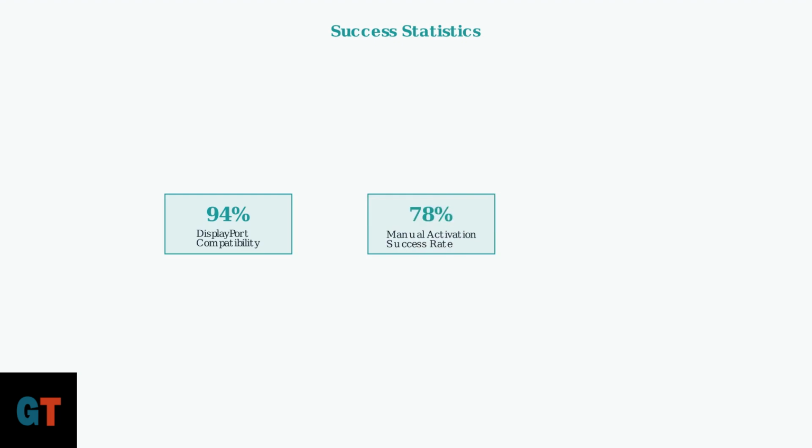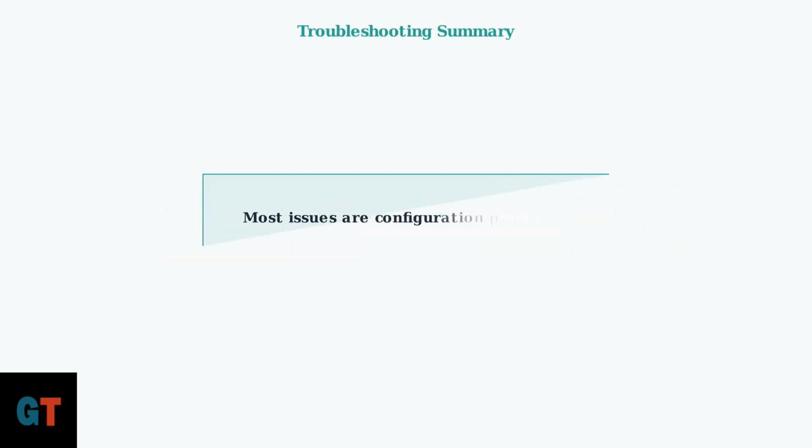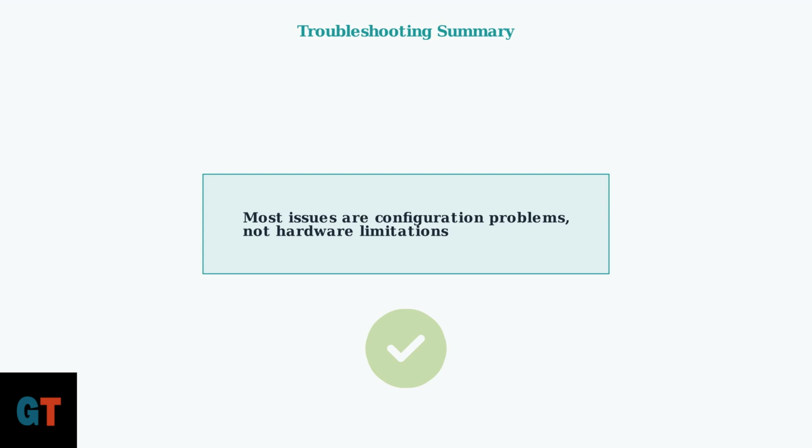Industry experts report that G-Sync Compatible has matured significantly. 94% of DisplayPort FreeSync monitors can enable G-Sync Compatible manually, with a 78% success rate for uncertified monitors. Following these troubleshooting steps resolves most compatibility issues. Most G-Sync compatibility issues stem from simple configuration problems rather than hardware limitations. By systematically checking hardware, updating drivers, enabling monitor settings, and manually activating G-Sync, you can successfully enable variable refresh rate technology on your FreeSync monitor.